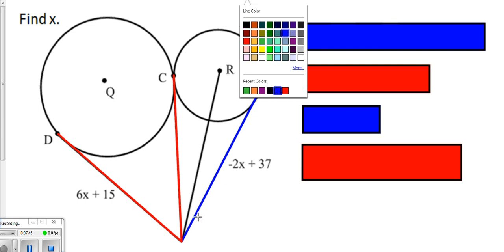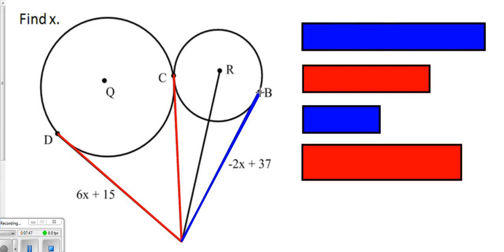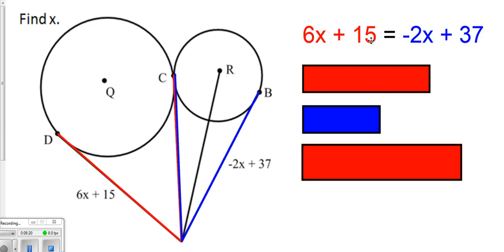Now, similarly, this tangent line, this blue one, is the negative 2x plus 37. It goes right here, but it also is tangent over here, meaning the two blue lines are the same. So the two red lines are the same, the two blue lines are the same, and right here we can see then the red line is the same as the blue line, which means that all of these tangent lines are the same length. So 6x plus 15 is the same as negative 2x plus 37. So to make that into an equation, we'd say 6x plus 15 equals negative 2x plus 37.